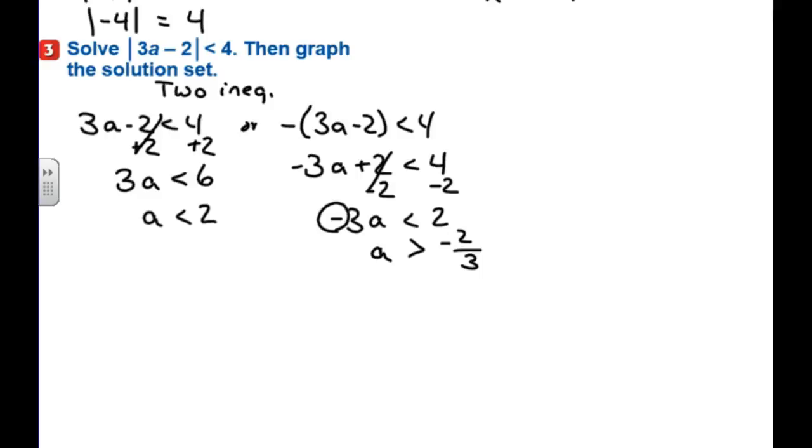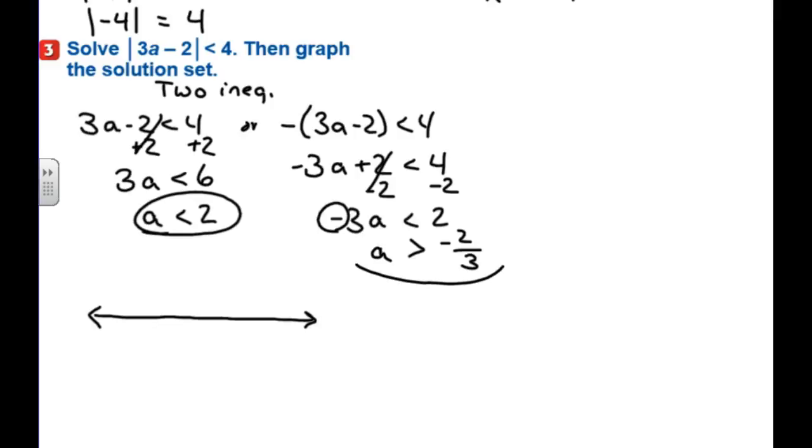To graph this solution set, all I need is a number line. And I need a number line that is long enough to handle a is less than 2 or a is greater than negative 2/3. So the good place to start is with 0, and then I go 1 and 2. And then back below the 0, I go negative 1 and negative 2. Well, certainly to graph this, a is less than 2, I would put an open circle on the 2. And for a to be less than 2, it's going to be here. It's not going to be a closed circle.